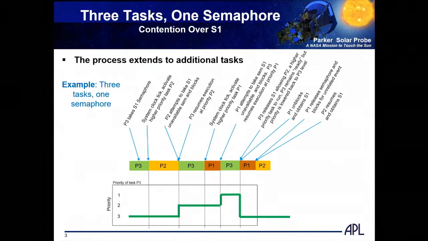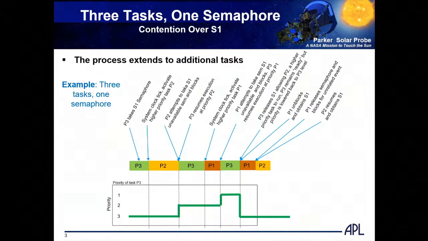You can have task P3 take a semaphore. It's holding that resource, and as we saw before, task P2 becomes ready for whatever reason. So the OS schedules that to run, and if P2 attempts to take that semaphore, then P3 owns it, so its priority gets elevated, and it will run until it releases that semaphore or gets preempted by a higher priority task.